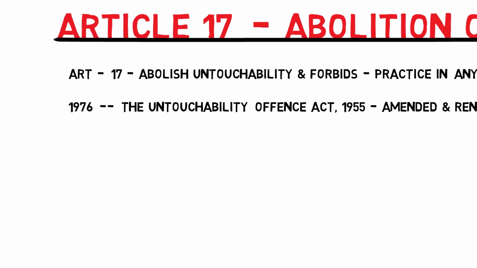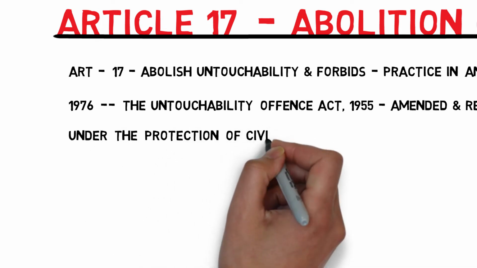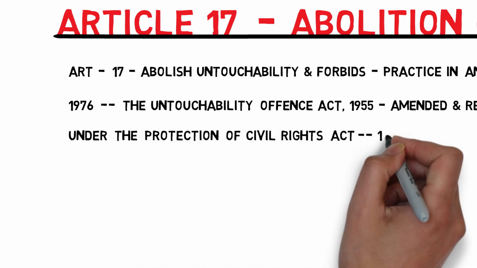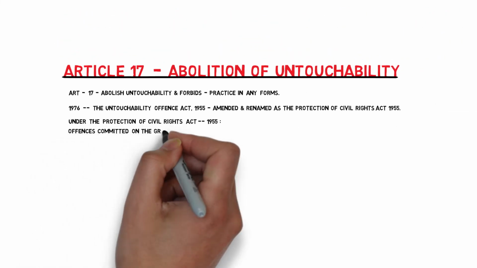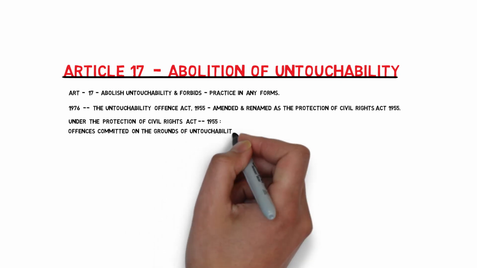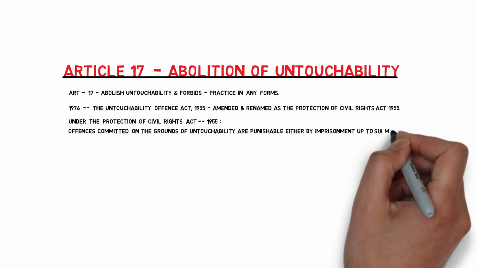The name was changed to the Protection of Civil Rights Act 1955, and under this Act, any offence committed on the grounds of untouchability is punishable either by imprisonment up to 6 months or by a fine up to 500 rupees, or both.